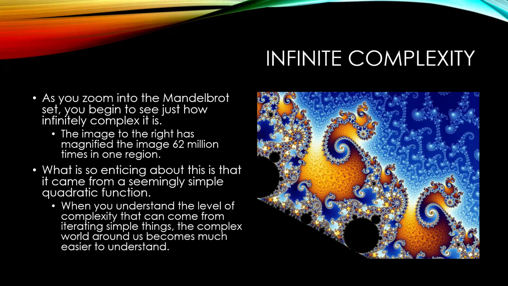And so what's so enticing about this is that it came from just a simple equation. This is a quadratic equation. This is a graph of a quadratic equation. We're talking about x squared minus c for some various c. And if we just repeatedly apply it, we get something as complex as this, something that looks almost alive. And that's where we start to realize that when we have some function and we iterate it, we can get infinitely complex things.